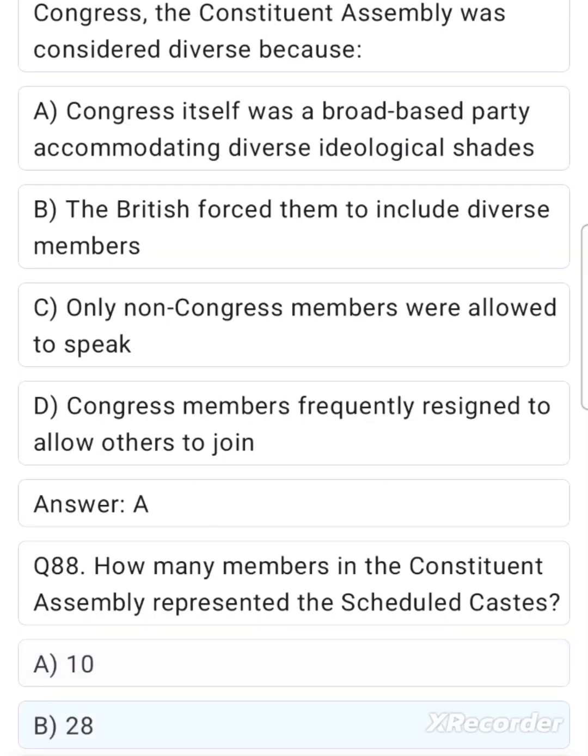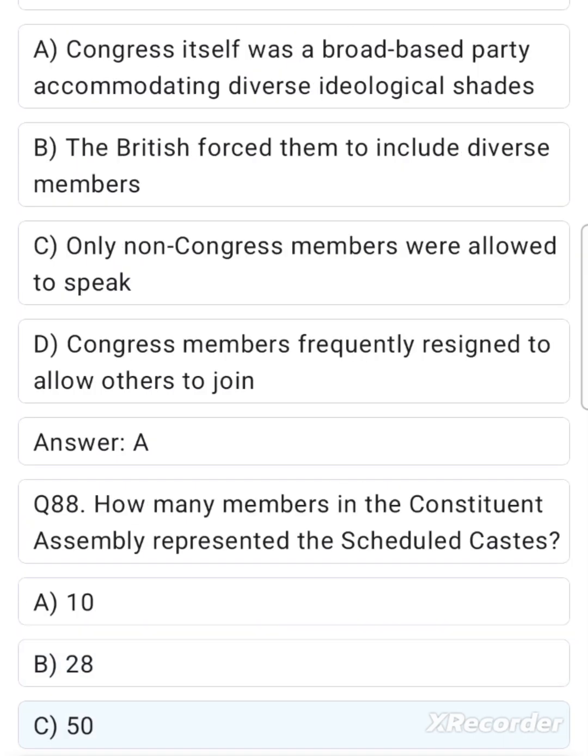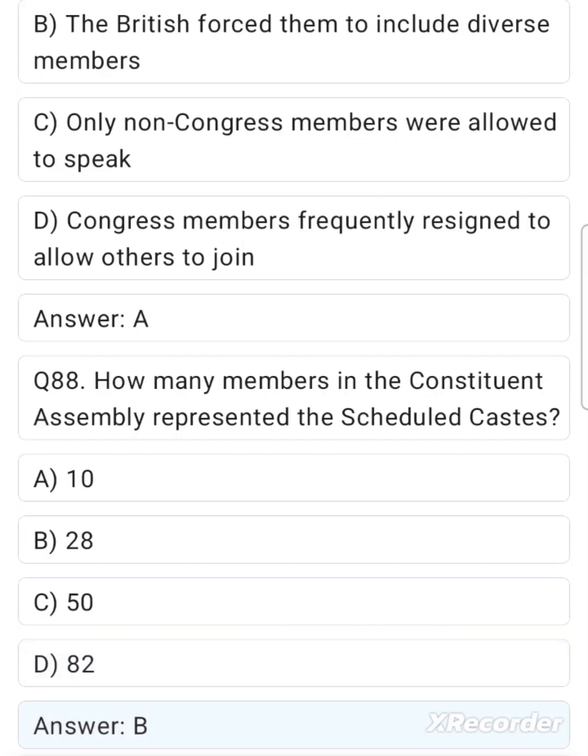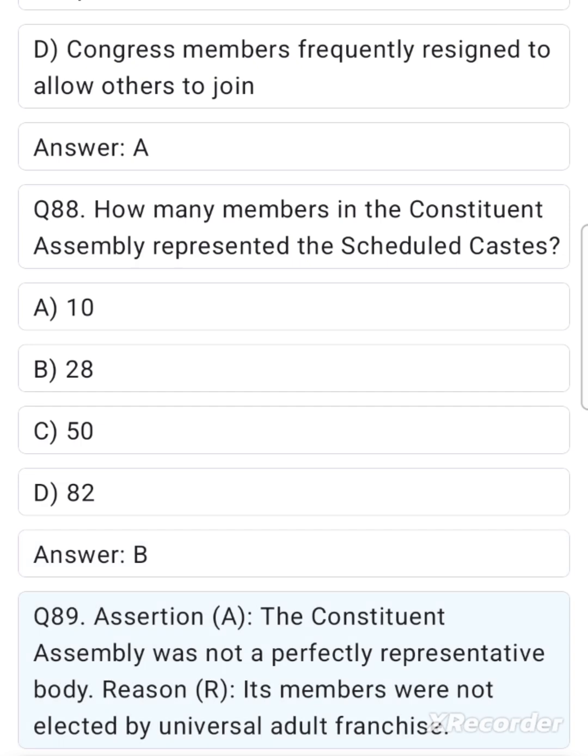A. 10. B. 28. C. 50. D. 82. Answer. B. Q89. Assertion A. The Constituent Assembly was not a perfectly representative body. Reason R. Its members were not elected by universal adult franchise.